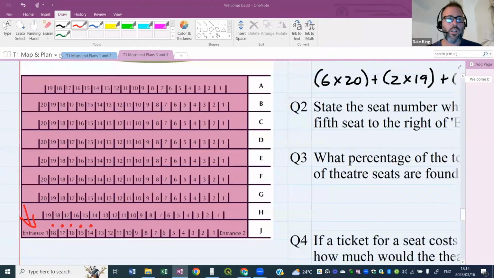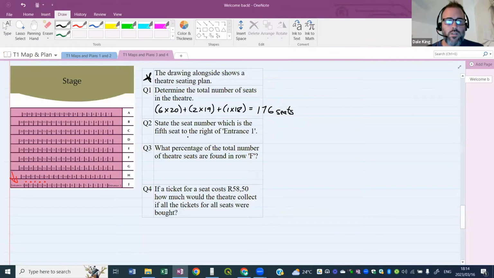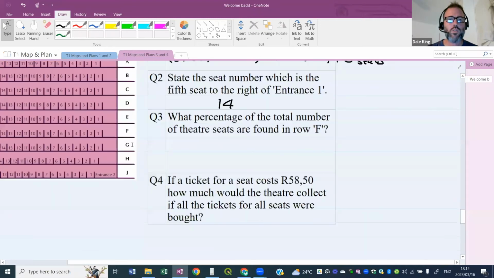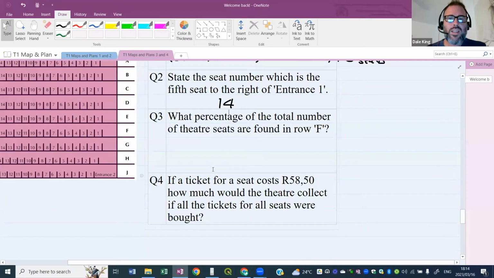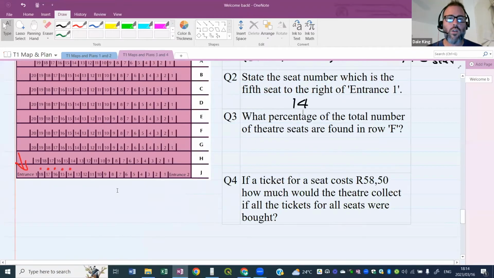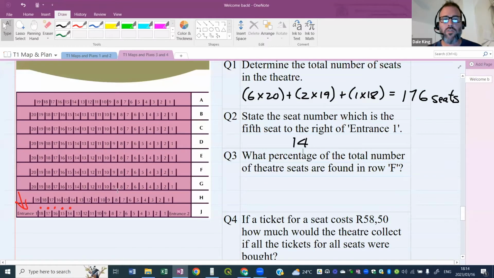So I'm going to write here 14, or if you say J14, that's also acceptable. All right, next question. What percentage of the total number of theater seats are found in row F?